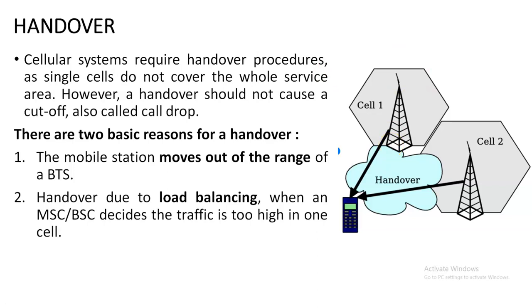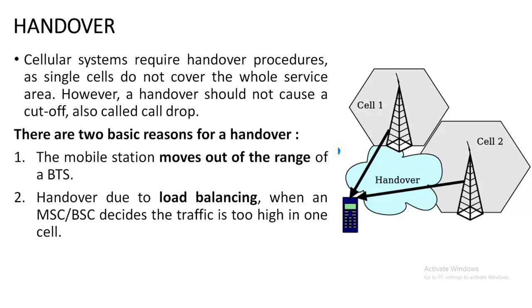So the two basic reasons for handover: first, you move out of the range of one BTS, so the nearby BTS will be connected to you. The second reason is load balancing. Each BTS has a load balancing system, that is, a particular set of frequencies is allocated for the BTS. If all the frequencies are occupied by mobile stations, then that BTS cannot provide signal for a new mobile that is going to be connected. In that case, it will redirect you to the next available BTS. So these are the two basic reasons for handover.